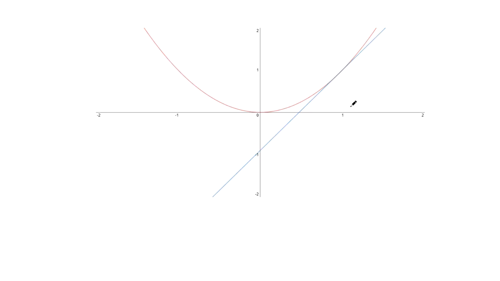One thing to note here, in these examples we approached the value x equals 1 from the left. You could have approached it from the right, and we get the same idea.